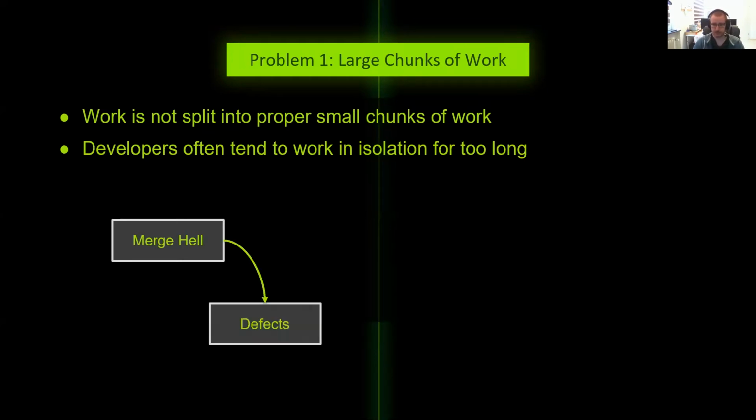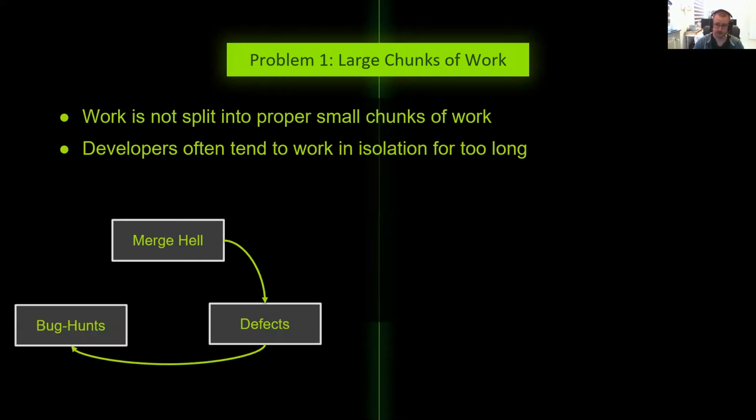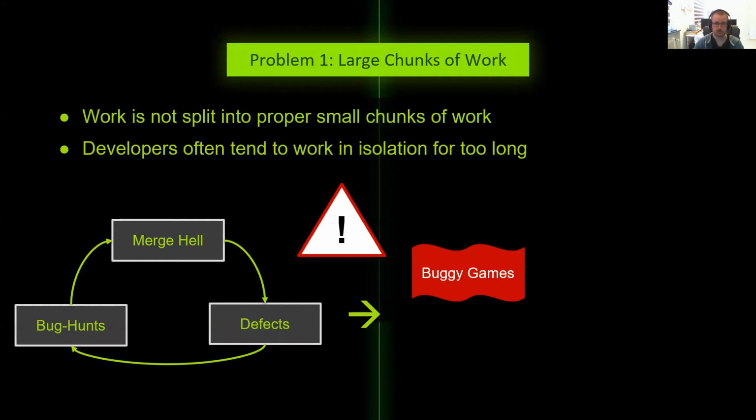As you've just seen, merge hell leads to defects, and defects will always get us to bug hunts. And all these notorious bug hunts somehow always lead us to new bugs, and those lead us to merge hell again. To me, this sounds pretty alarming, because if we look at this, this is a kind of never-ending circle. And what this leads to is a few of these red flags that we desperately try to avoid when developing games. The first one being buggy games, which in turn leads to another red flag, unhappy customers. And I guess none of us want unhappy customers.